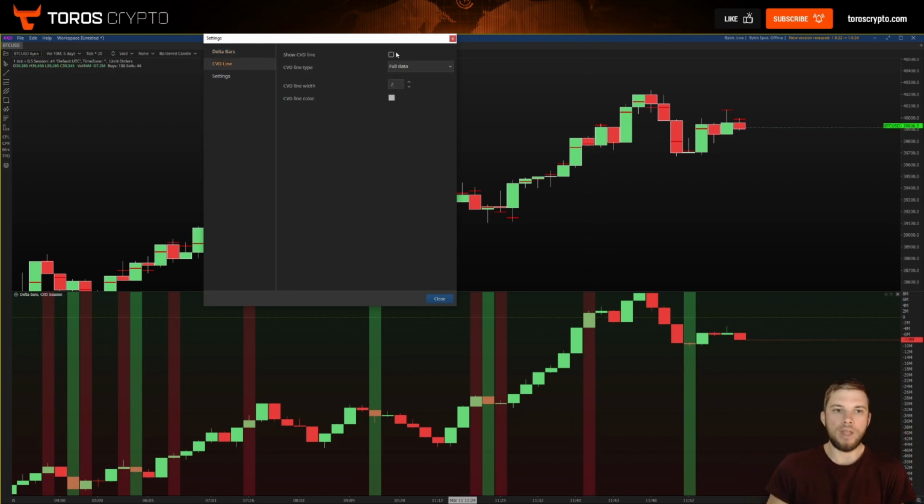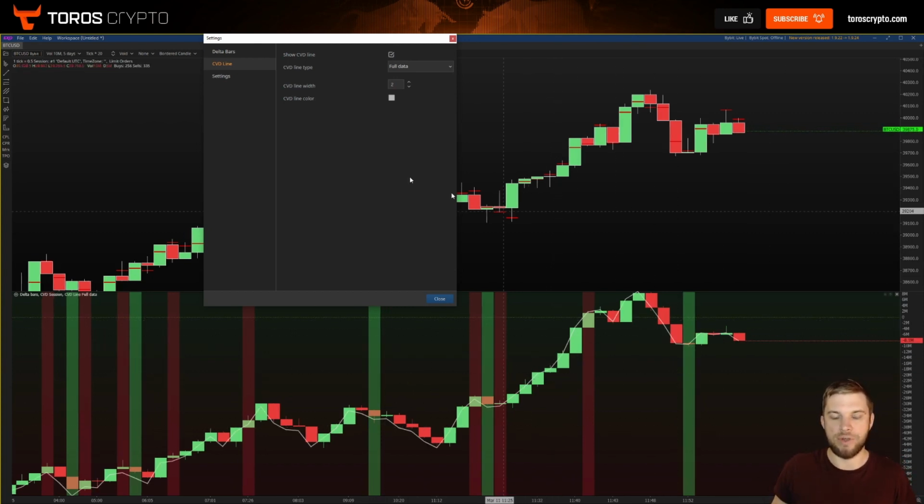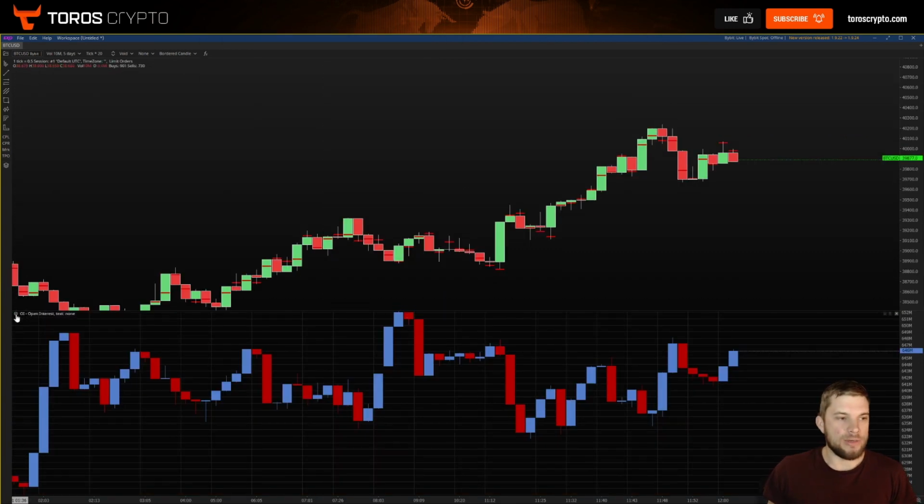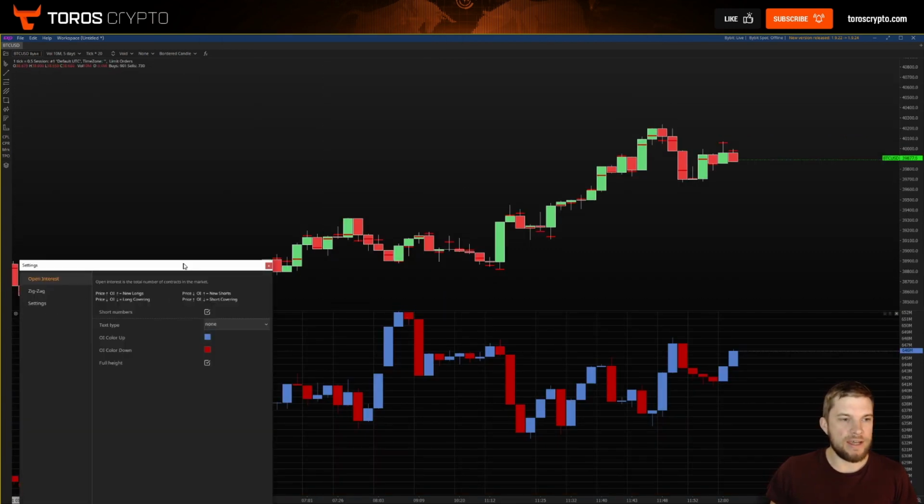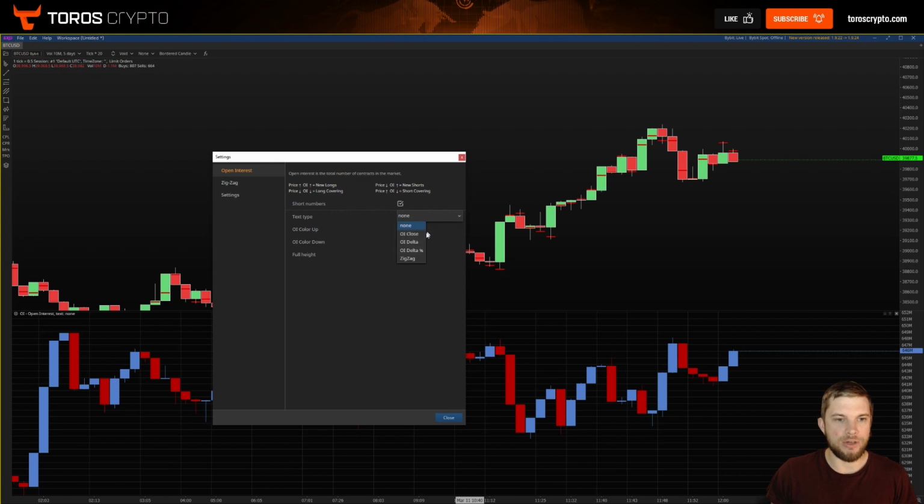You can add on the CVD line. Okay, so the CVD line is just following the price, and then there is a way that you can just remove the bars, so you can just look at the line itself, and then you have various settings on here as well. So yeah, if we add in our open interest and we go to our settings here, you can see again various customization options available.